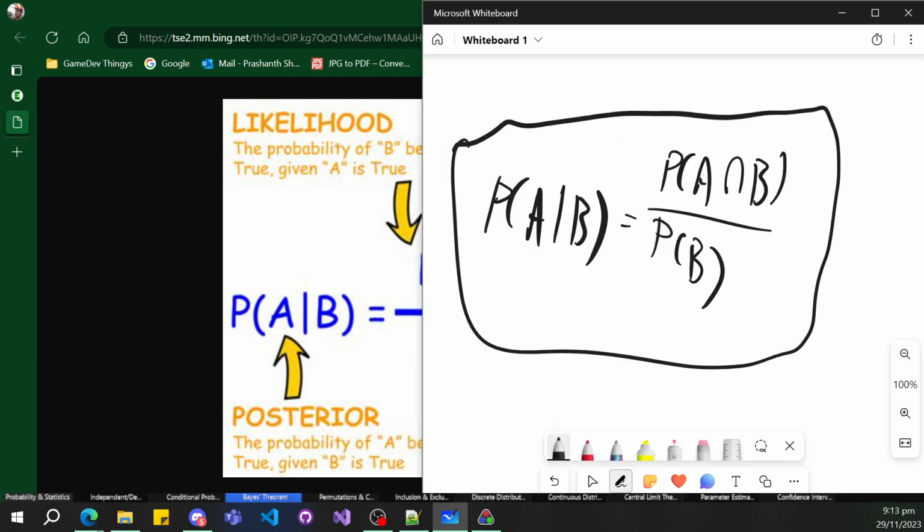Plus, with the visualization I mentioned earlier, you can get this formula back. If you draw the Venn diagram and you think about what it means to have A given B, you will arrive at this formula. I don't know if this formula is specifically called Bayes' theorem, but it shows up so much it might as well be.